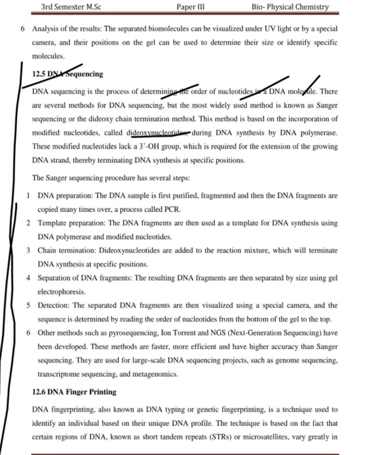In DNA sequencing, first is DNA preparation. The DNA sample is first purified, and how you are going to extract the DNA, you are going to extract it from where, from blood or similar sources. So first you are going to extract DNA and purify that sample, and further, it is fragmented, then the DNA fragments are copied.